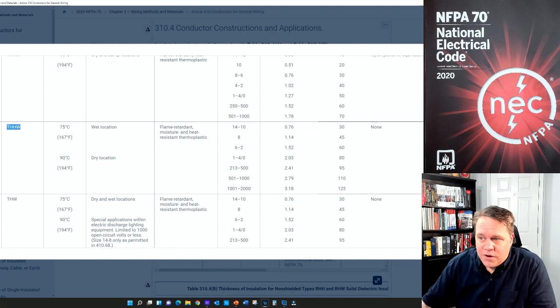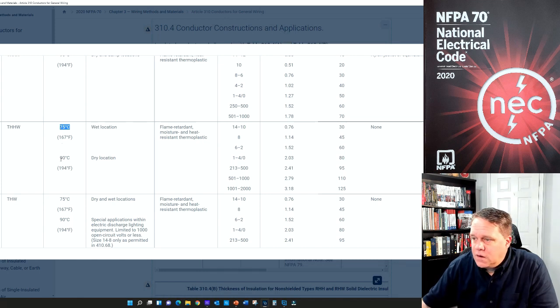THHW, we know what that would be, right? That would be a thermoplastic, 90 degrees wet location, 90 degrees in a dry location. So let's take a look at that. It's THHW, which means you can put it in a wet location. But in a wet location, it's only good for 75 degrees. It's good for 90 degrees in a dry location.